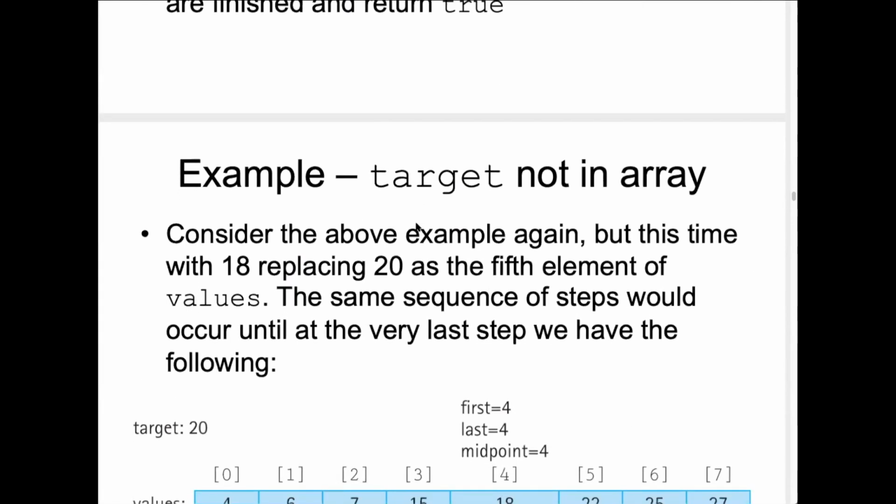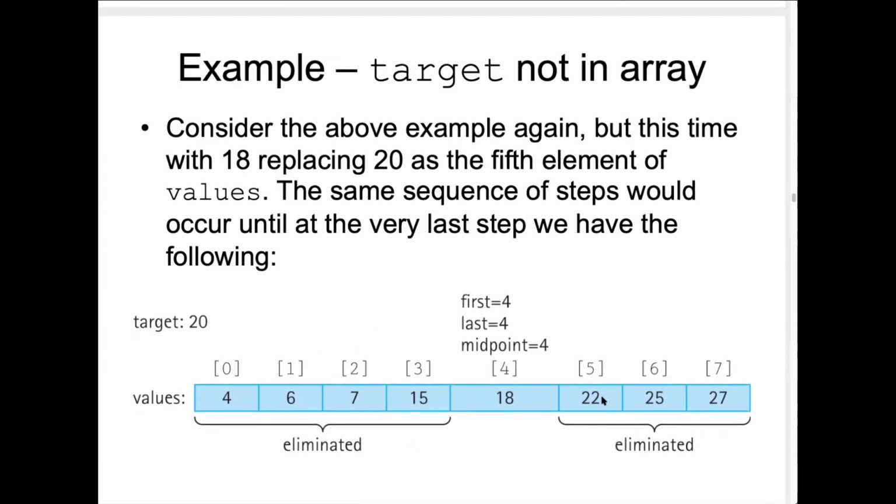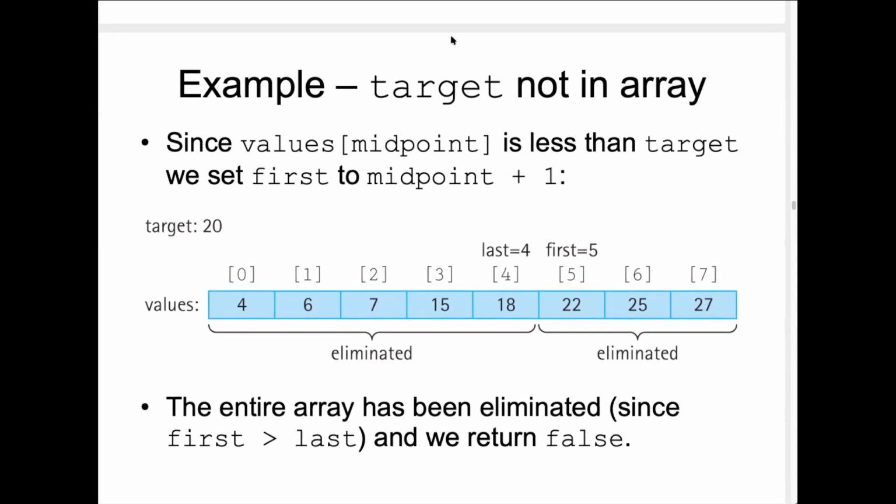The question is, what if we don't have 20, but 18? Then again, going through a certain set of iterations, we're going to land on 18, replacing 20 as the fifth element. What do you do if target is not in the array at all? Let's just say the target is 19. You have completely eliminated every single element of it. While first is less than or equal to last, they just keep going until first completely crosses over last. If at that point your target still hasn't been found, you return false from there.